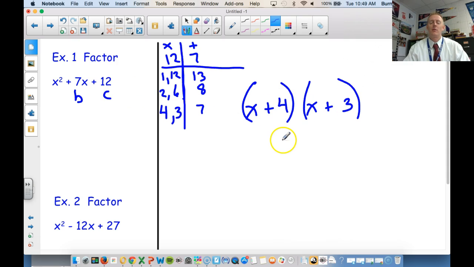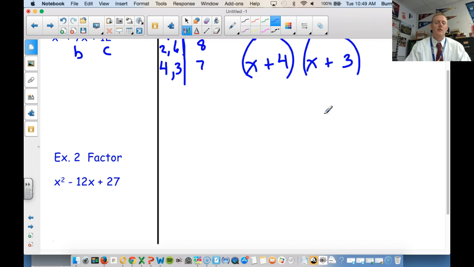So the factoring process, again, is just us undoing the foiling. We undid the foiling practice. That is what factoring is. Alright, so this is our answer now: x plus 4 and x plus 3.